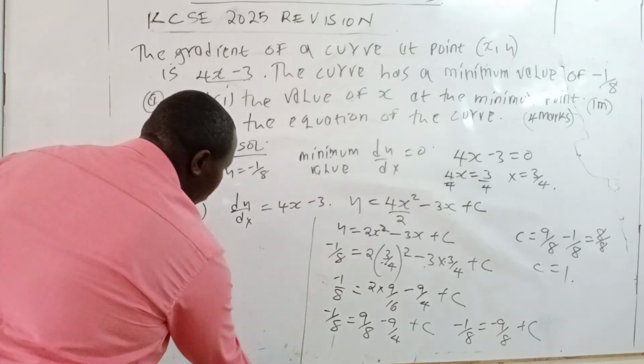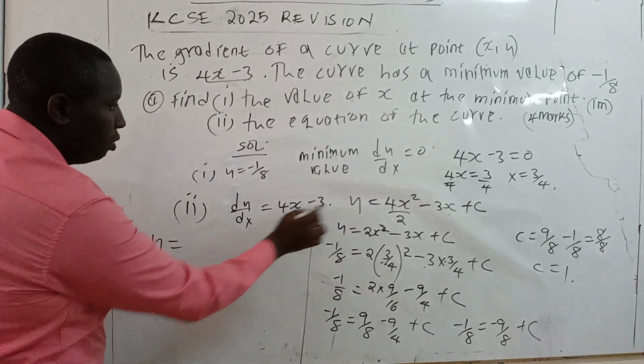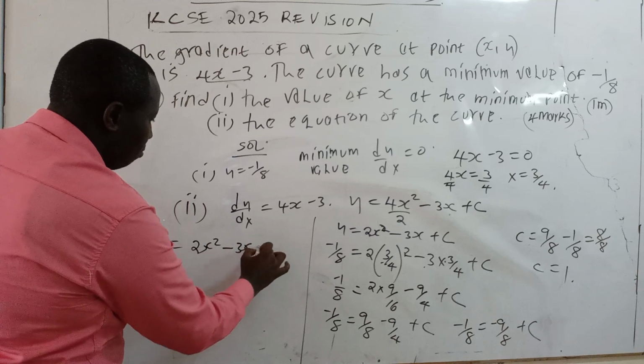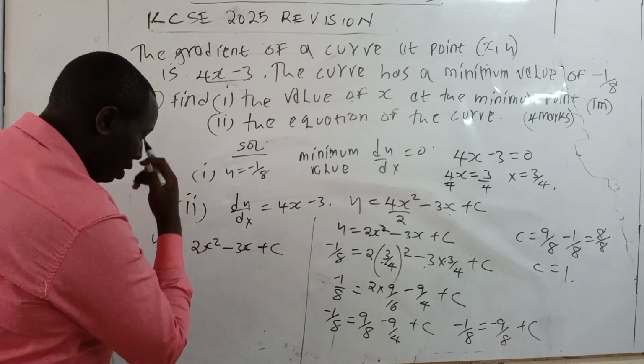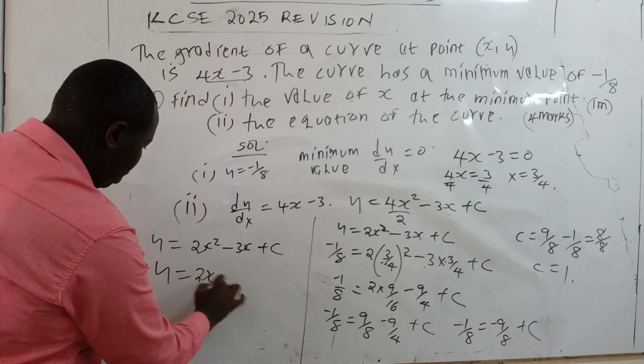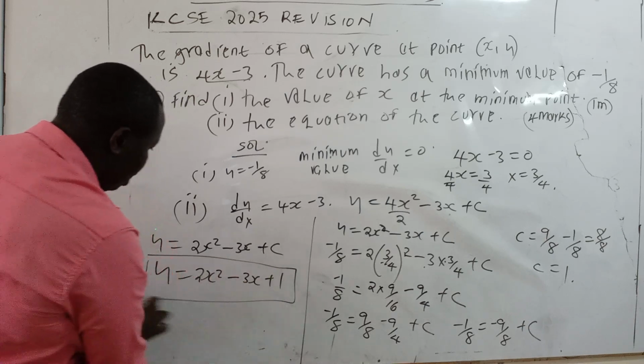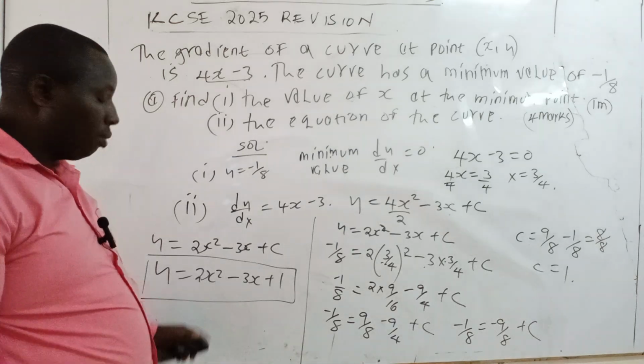So therefore now the equation y is equal to 2x squared minus 3x plus C. C is already 1, so the equation is y equals 2x squared minus 3x plus 1. And this is the required equation.